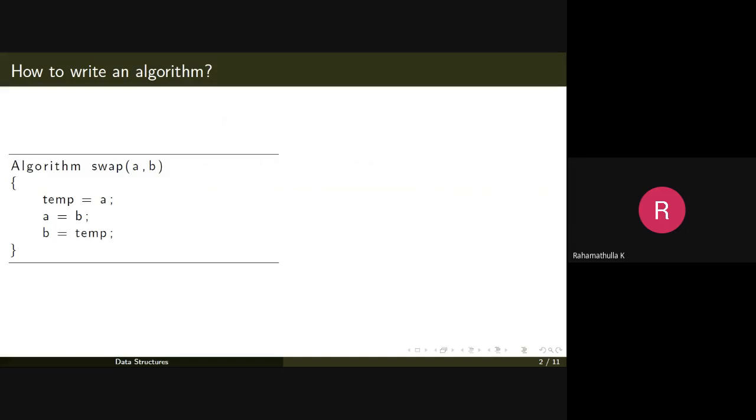Here, for writing this algorithm, I am using a C-like syntax. You can use your own syntax for writing an algorithm or a language as well. This is a simple example for swapping two numbers a and b. I write it as algorithm to represent that it's an algorithm. Algorithm swap. You take a temporary variable. You can see that I'm not initializing variables or specifying the type of the temporary variable.